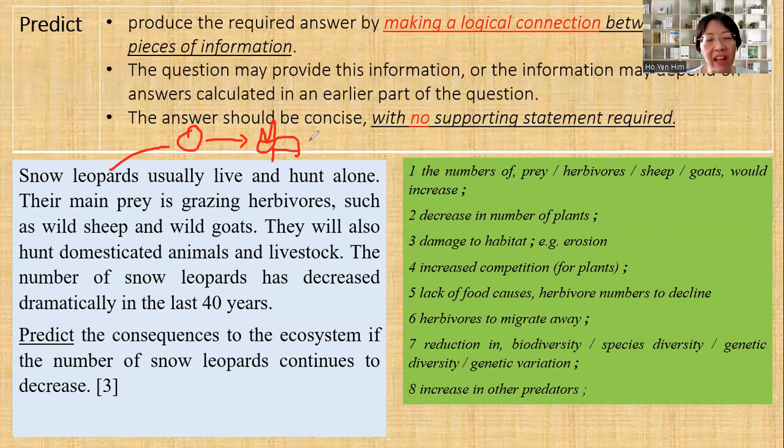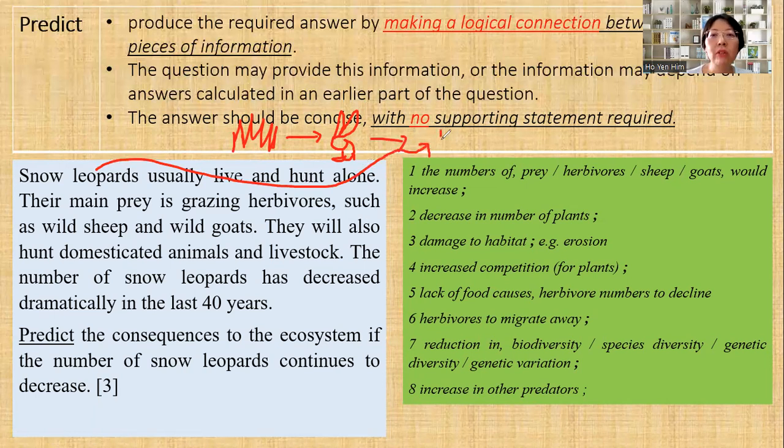A, correct. Wrong. This food chain is wrong already. So it must start from the grass. Then it's fed by the herbivore, so the rabbit. Then you have the snow leopard, which is this one here, the snow leopard.